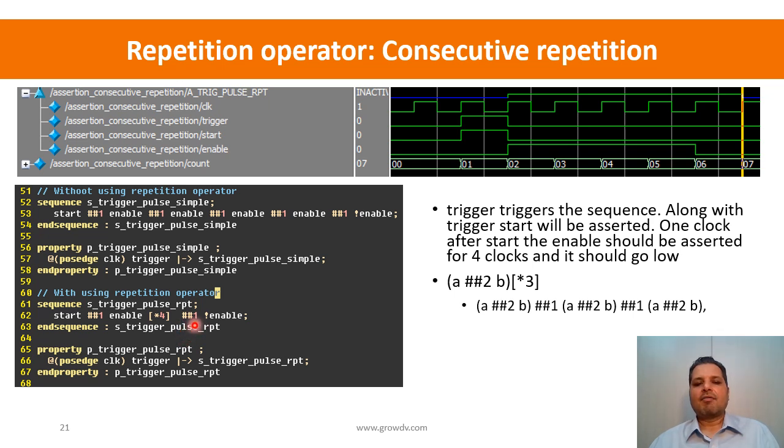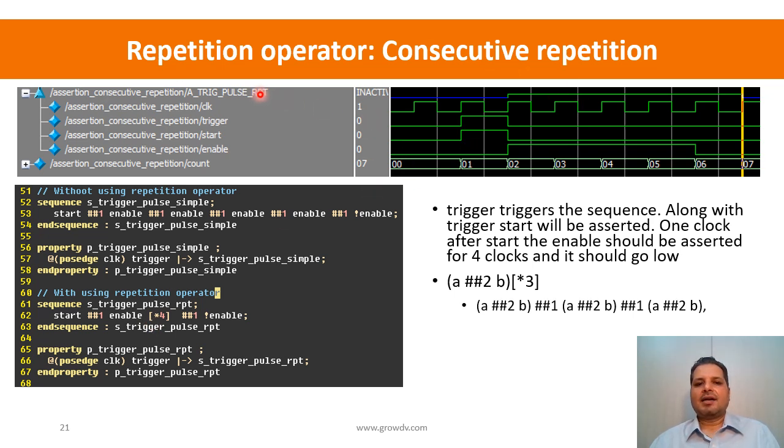Then I will say this ##1 delay operator, and then I'll say not of enable. That part remains the same, and the rest of the property usage remains the same. At the passage of clock, I'll use the trigger and the non-overlapping implication operator and call the sequence that I have defined with the repetition. Now let's look in the waves as to how it behaves.